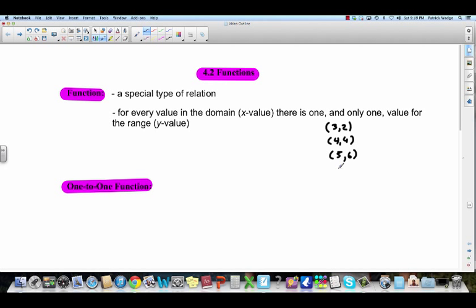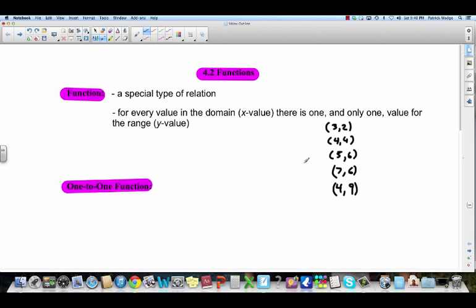Okay, what if I did this? What if I did 7, 6? Is it still a function? Yes, it is. People often say no because this has a 6 and this has a 6. That's okay. Different x values can have the same y value. That's fine.